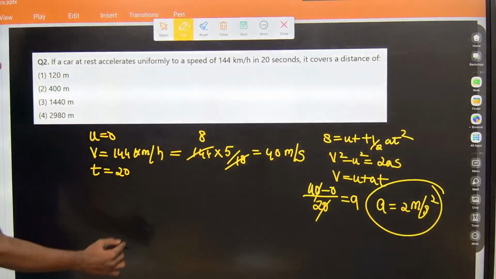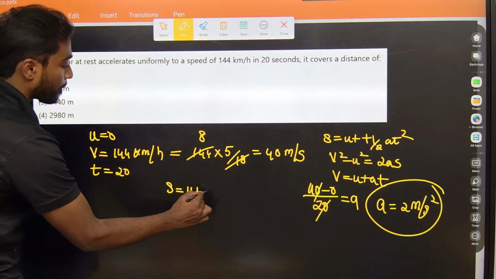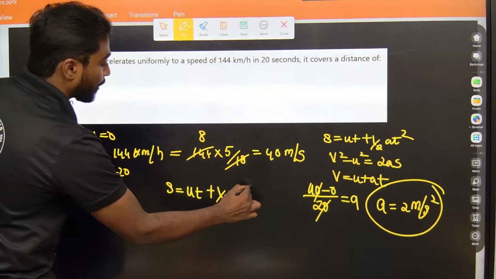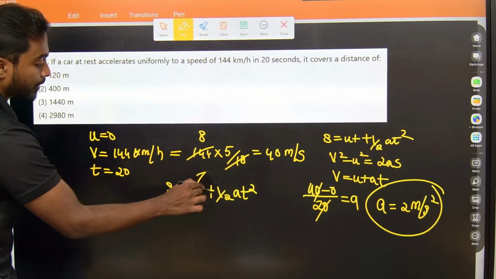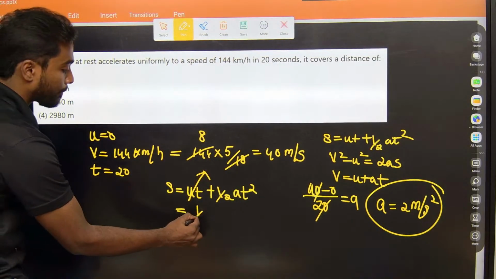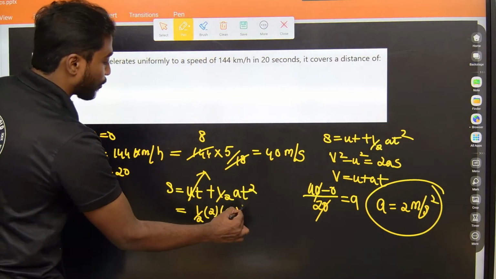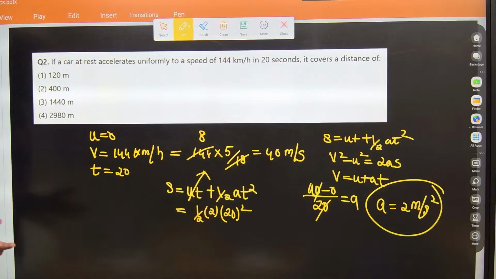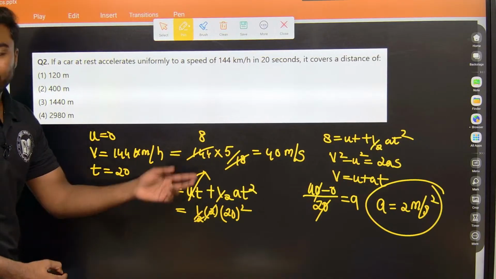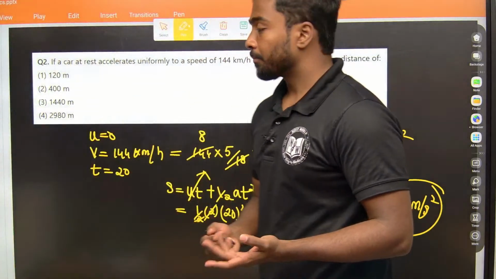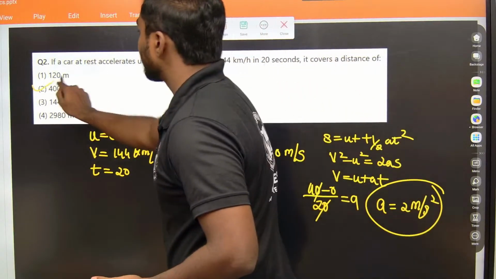So what is 1? S equals ut plus half at square. Where u is 0, I can neglect it. So half into 2 into 20 whole square. The 2 and 2 get cancelled. 20 square is 400. So option 2.